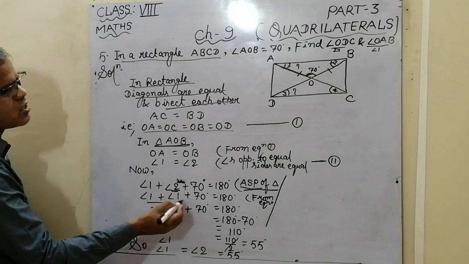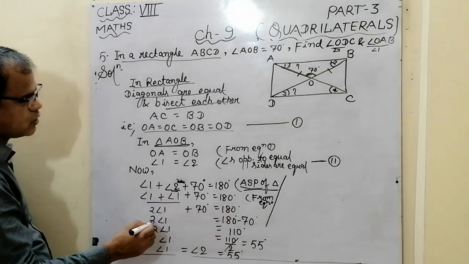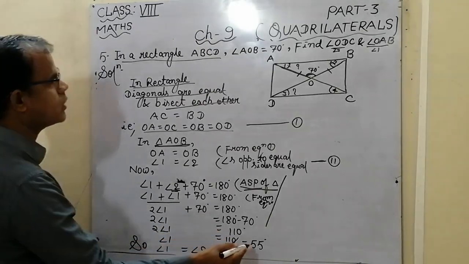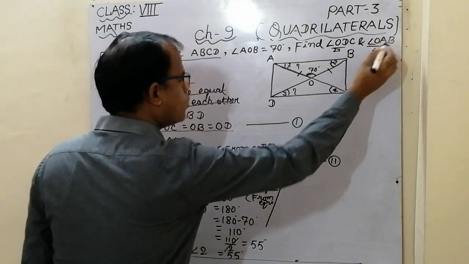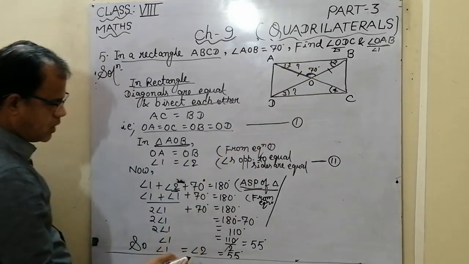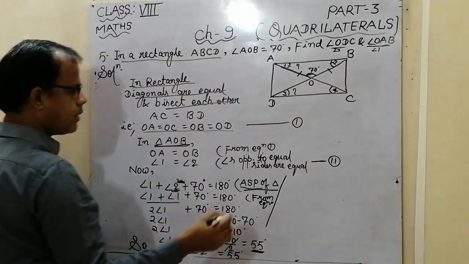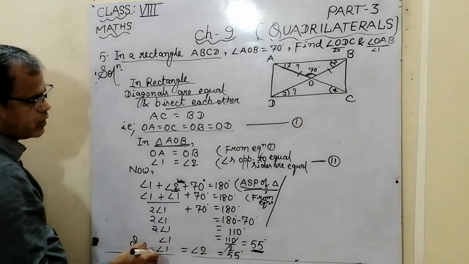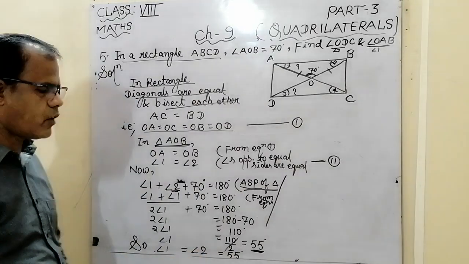So angle 1 plus angle 1 plus 70 equals 180 degrees, 2 angle 1 plus 70 equals 180 degrees, 2 angle 1 equals 110, angle 1 is 55 degrees. So the first question, we had to find angle OAB. Angle 1 means angle OAB and the answer is 55 degrees. Now we have to find angle 3. We found angle 1 is equal to angle 2 and both are 55 degrees.